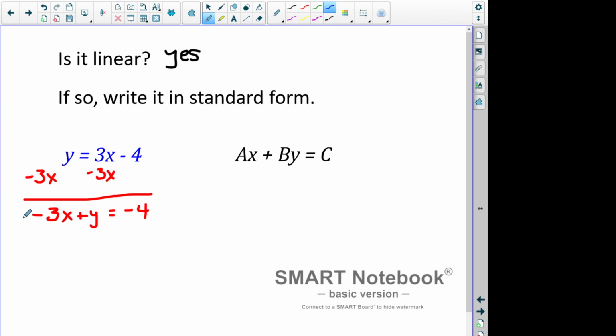And so what I'm going to do, and this is just kind of a standard math trick, is if I want to change the signs on everything, I'm going to multiply everything in this equation by negative 1. And I'm going to write this like this. I'm going to say the whole equation I'm going to multiply by negative 1.